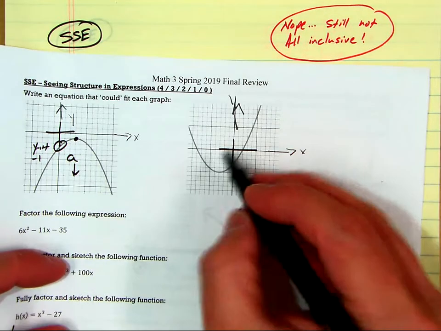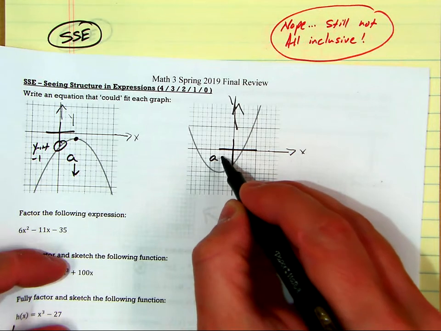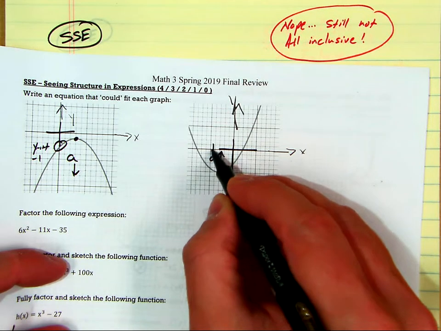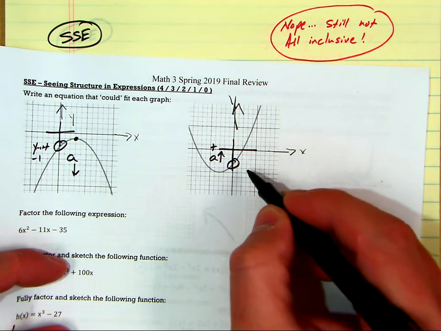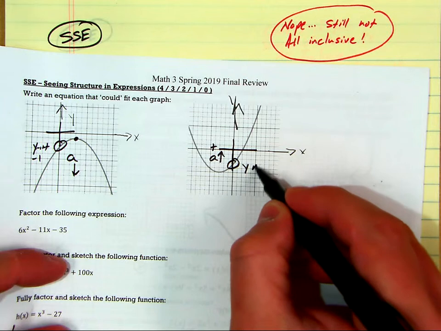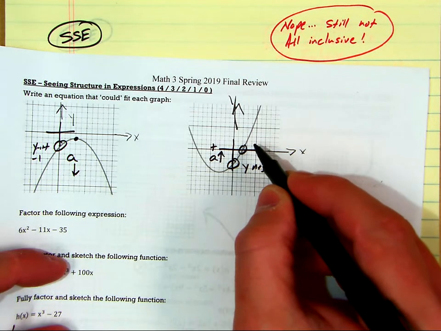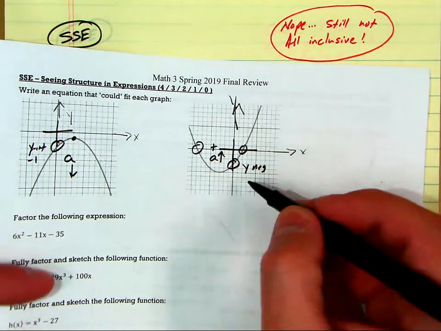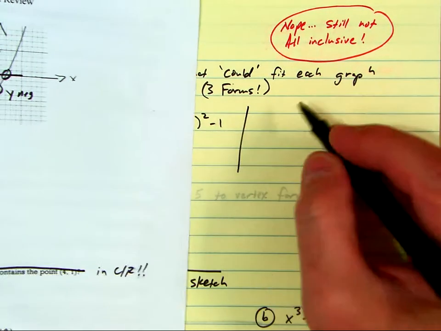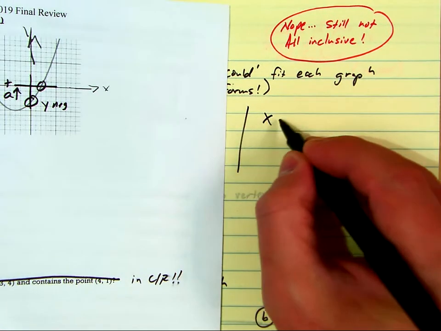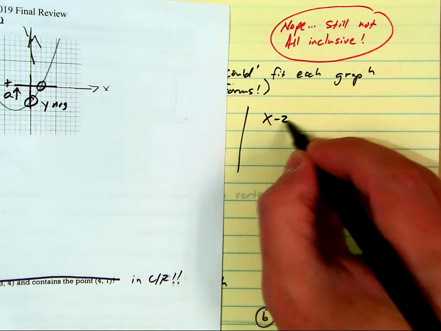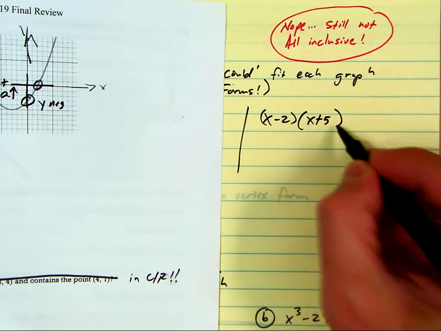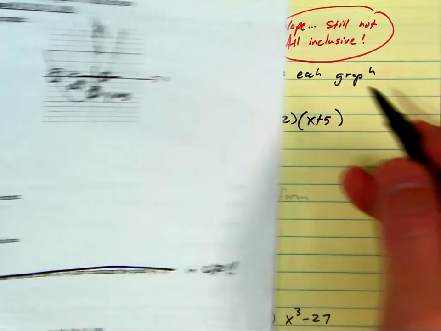Okay, how about the other one? What am I analyzing on this? What about the a value? What happens to it? It's positive. What about my y-intercept? Y-intercept is negative, and I've got one x-intercept that's positive, one x-intercept that's negative. So right off the bat, I know I can write a factored form and say, x minus 2 for the positive root right there, and x plus 5. That would work.